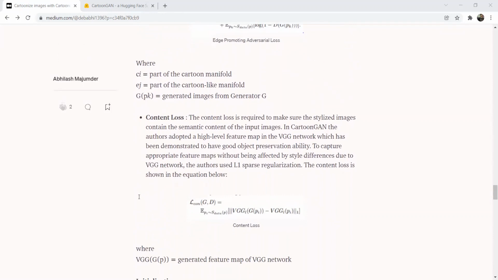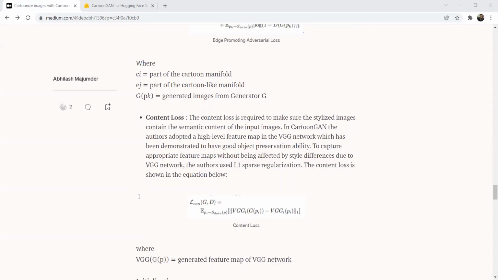So the content loss is the next part, which is required to make the stylized images contain the semantic content of the input image. In CartoonGAN, the authors adopted a very high-level feature map from the VGG network, which has been demonstrated to have a good object preservation ability. That means it can preserve semantic components in a particular image very appropriately. To capture the appropriate feature maps without being affected by adversarial style differences in the VGG network, the authors have used an L1 sparse regularization technique. And the content loss is shown in the equation that we see.